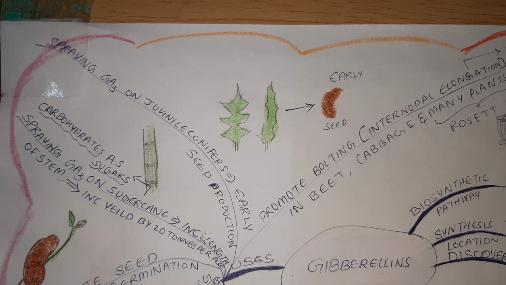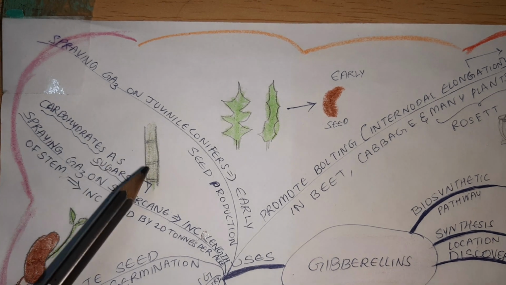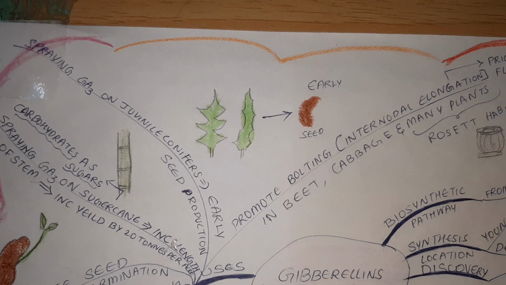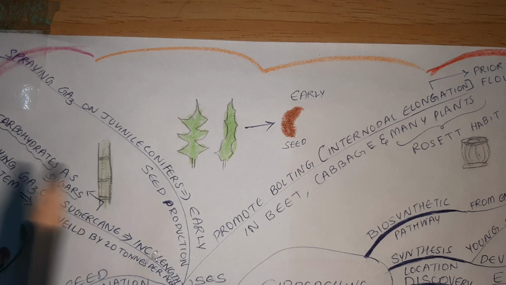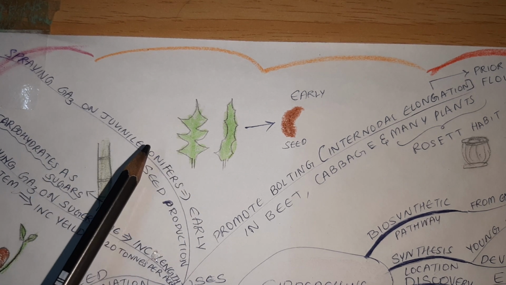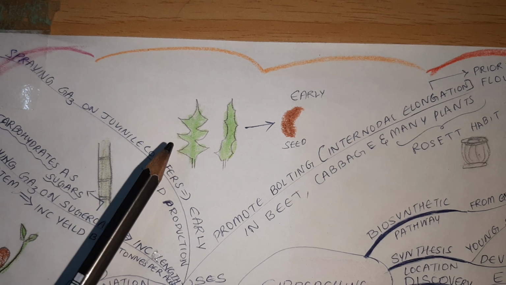Spraying GA3 on juvenile conifers. If we spray this GA3 hormone on sugarcane, it increases the length of the sugarcane. Therefore, it increases the yield. If we spray GA3, that means gibberellic acid, on juvenile conifers, they help in early seed production.